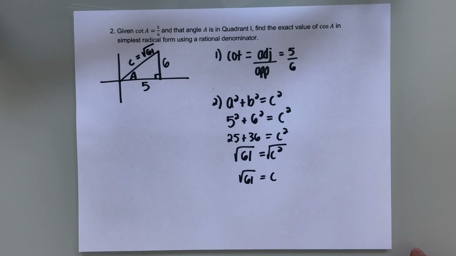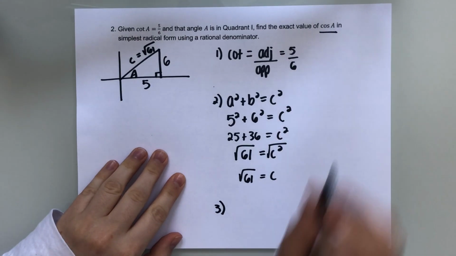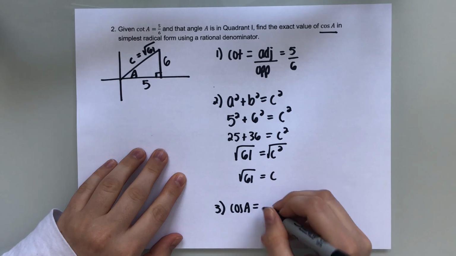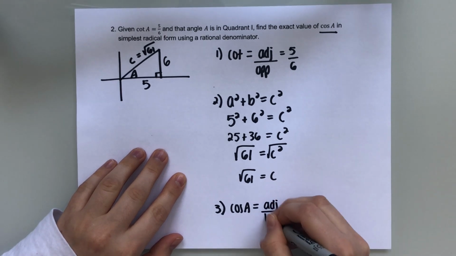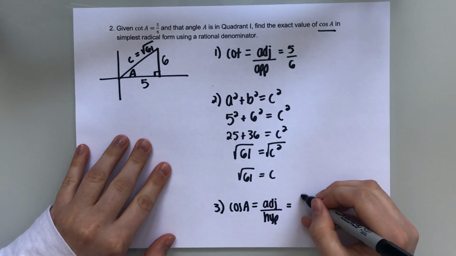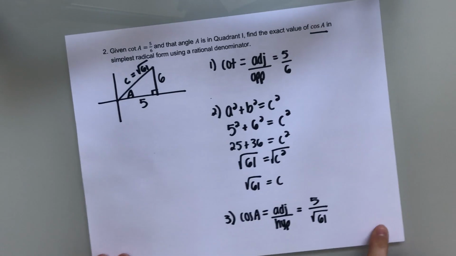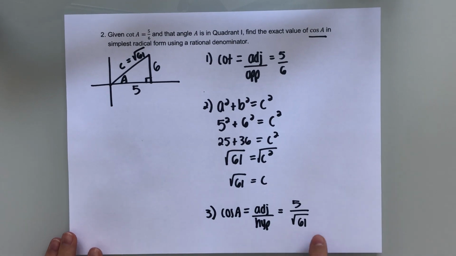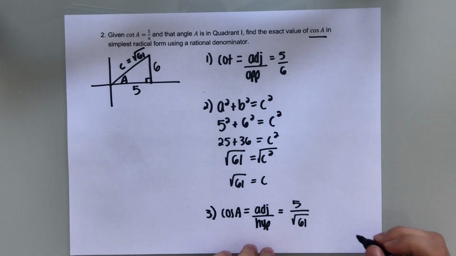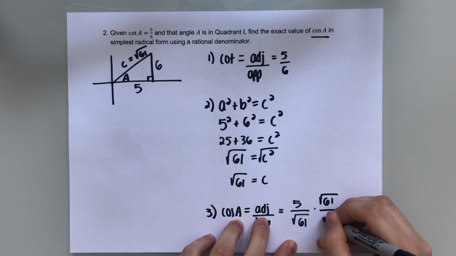My third step is calculating the trig ratio. So step 3, I want to find cosine of A. So cosine of angle A. We learned that the cosine function is adjacent over hypotenuse. My adjacent side to angle A is 5. My hypotenuse, I just calculated, is square root 61. I can't leave my answer like this though because I have a square root in the denominator. Whenever you end up with a square root in the denominator, remember we call that rationalizing the denominator is what we have to do. So we're going to multiply by root 61 over root 61.